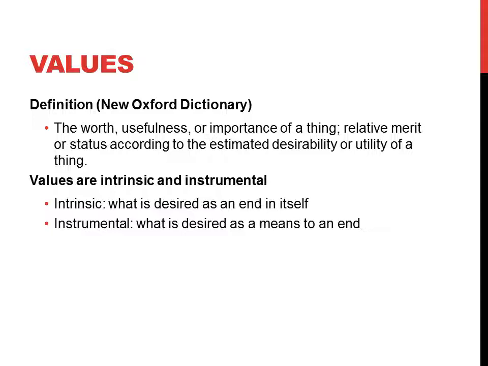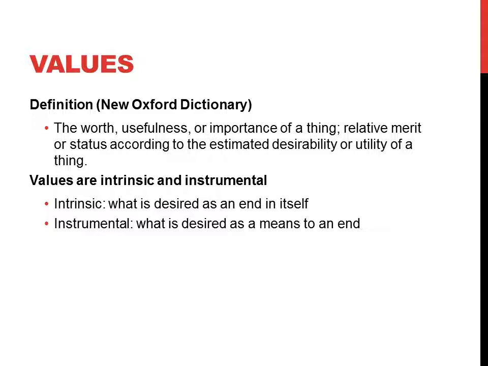And so social psychology plays a large part here in determining how we hold values. There's two kinds of values. Values are intrinsic. In other words, what's desired as an end in itself. There's no justification for it. It just simply is important. And there are instrumental values. What is desired is a means to that end.